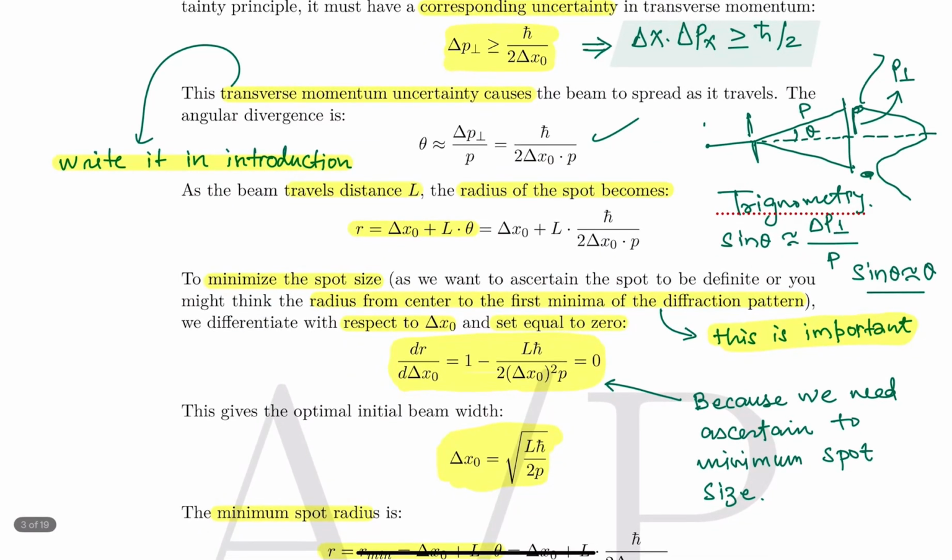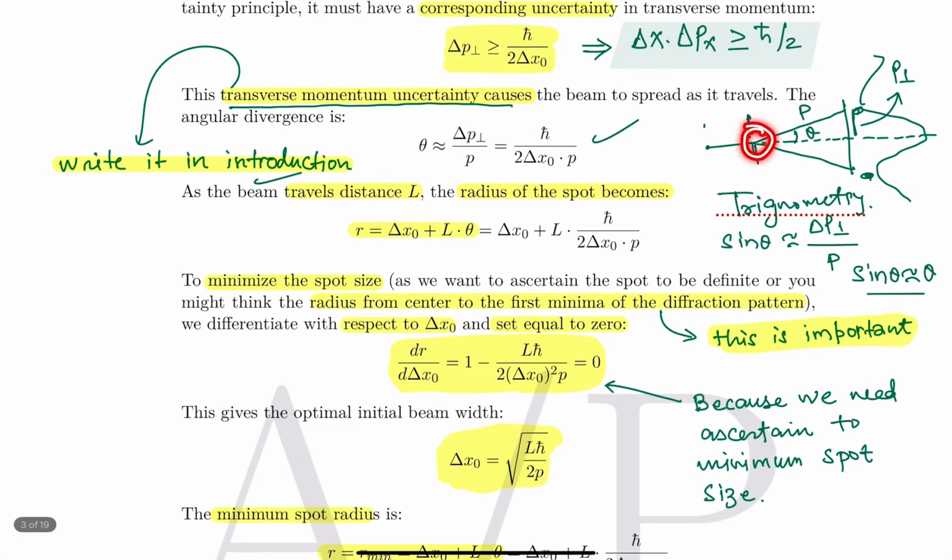So, and this line is very important that I request you all to write this particular line in the introduction part itself. As the beam travels the distance L, the radius of the spot will become larger and larger because it is spreading out. So we could write that spread at L distance away because of this theta angular spread, the distance at the screen, that is the spread or radius at the screen, will be simply the initial spread.